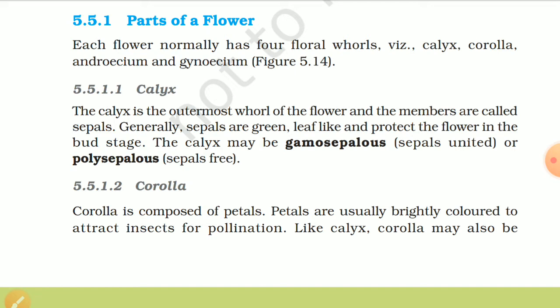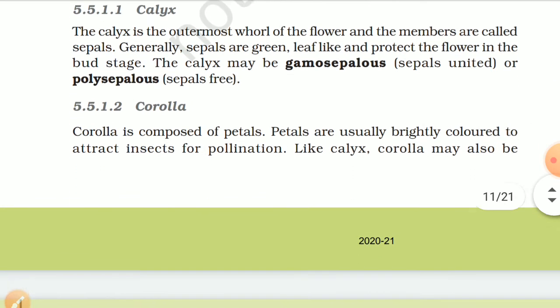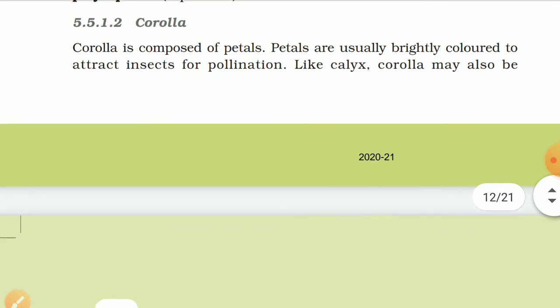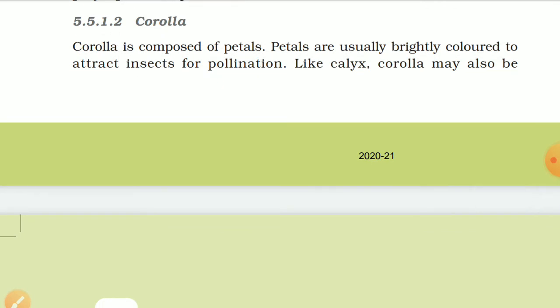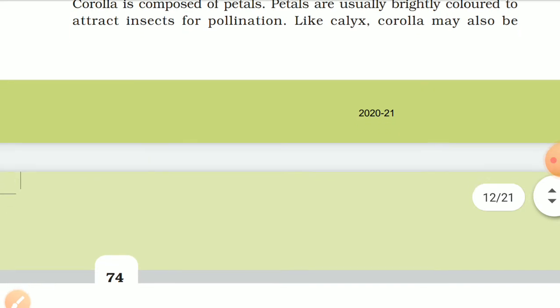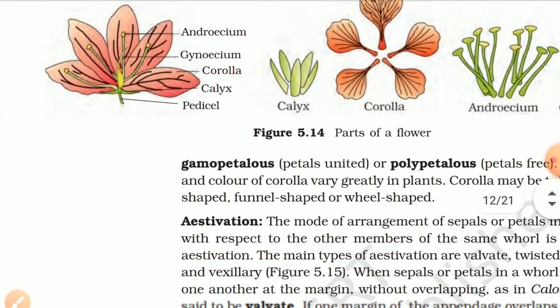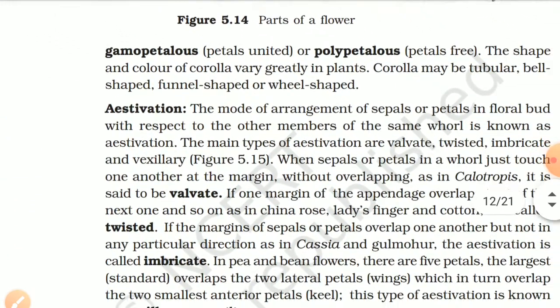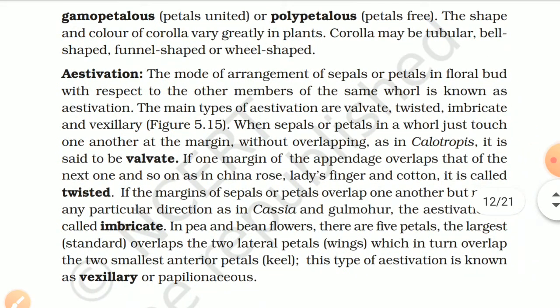5.5.1.2 Corolla. Corolla is composed of petals. Petals are usually brightly colored to attract insects for pollination. Like calyx, corolla may also be gamopetalous, petals united, or polypetalous, petals free. The shape and color of corolla vary greatly in plants. Corolla may be tubular, bell shaped, funnel shaped, or wheel shaped.